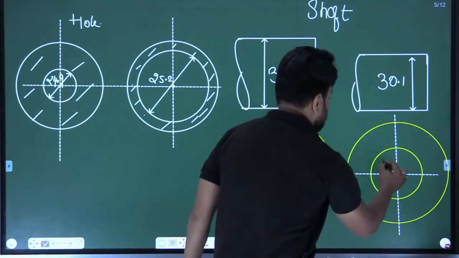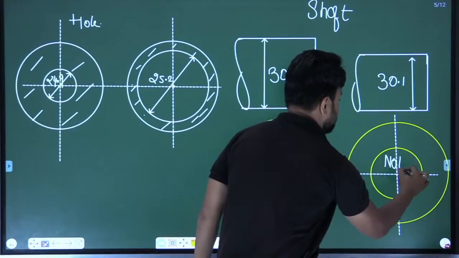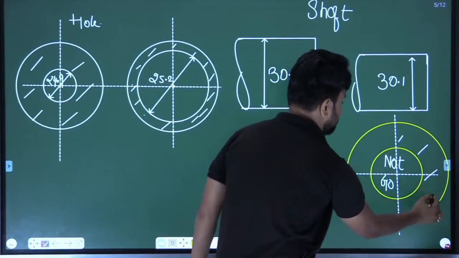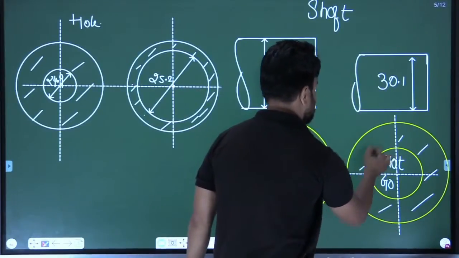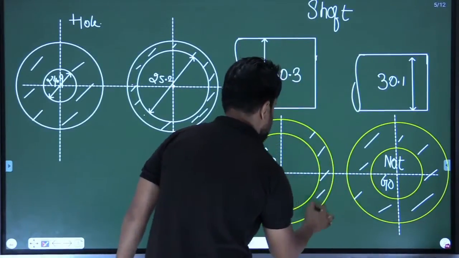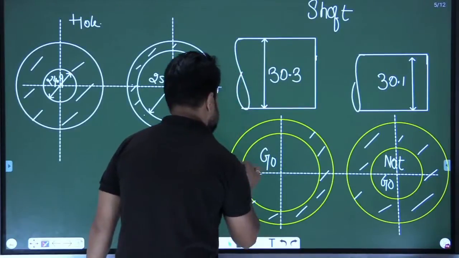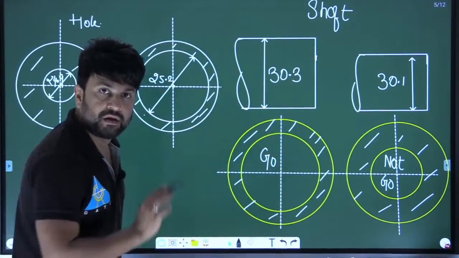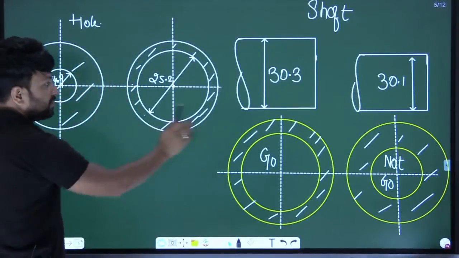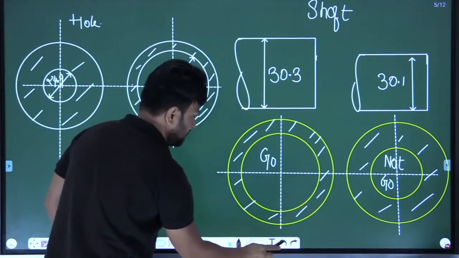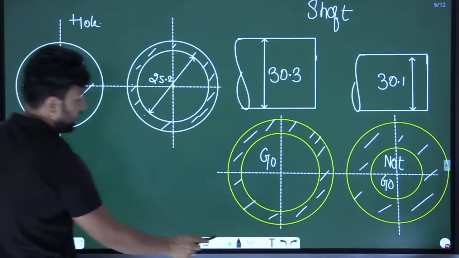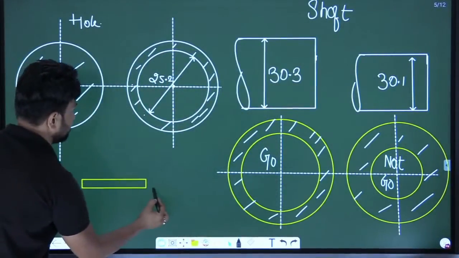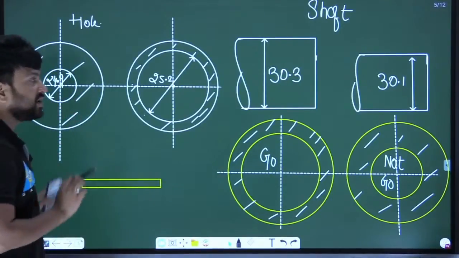See, this is the not go ring, clear? And this is the go ring. Am I clear? Now this is according to the product. You have seen the ring gauge. Now according to the product of hole, I will draw the plug gauge also, so the concept will be clear to you people. Now this is a plug gauge I am drawing.